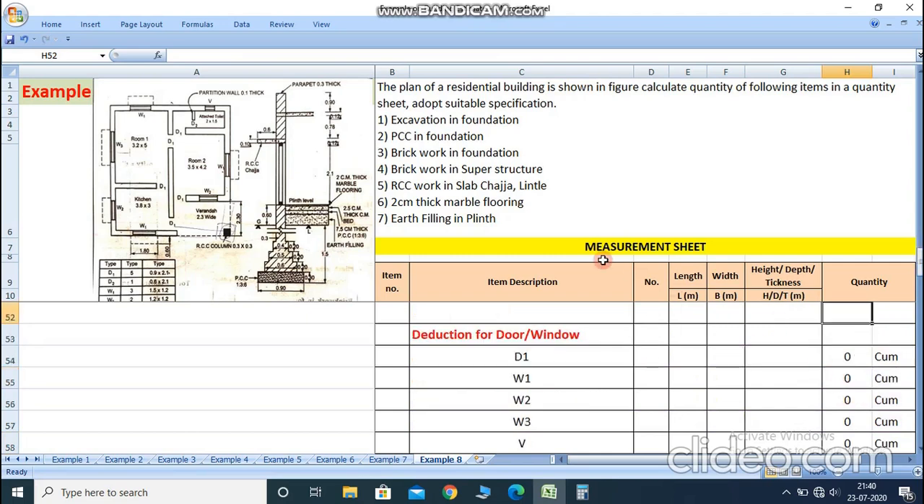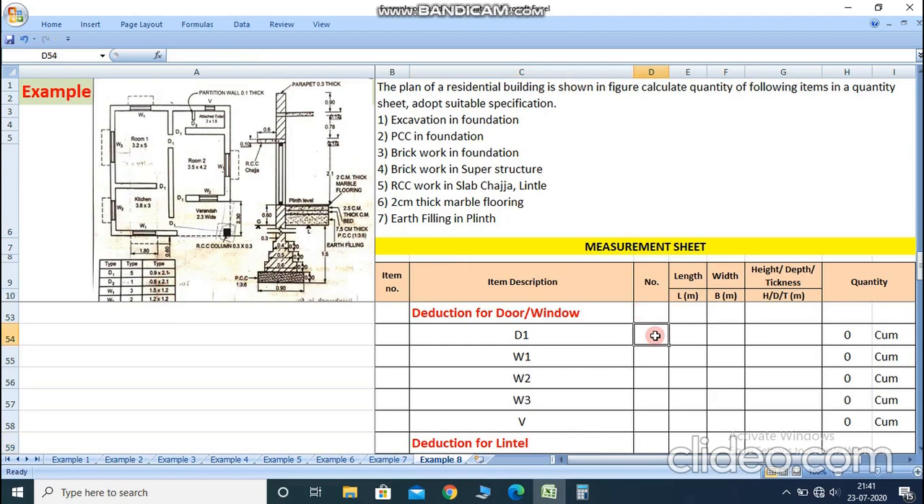Now here we calculated the solid wall, but no deduction of the door and window is given. So here the deduction of the door and window is compulsory. So see this table. In this table we are already given the number and types of the door and window, and the size of the door and window is given. So one by one we calculate for the deduction.